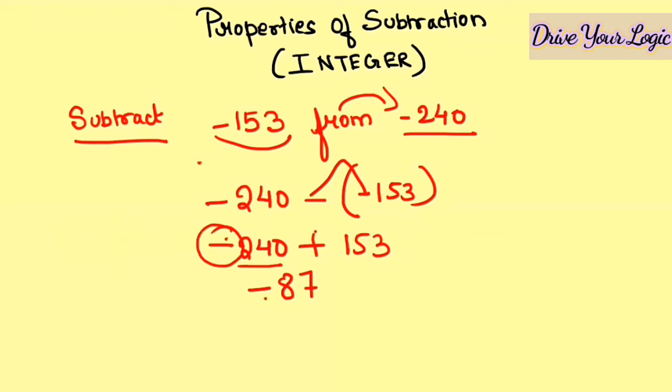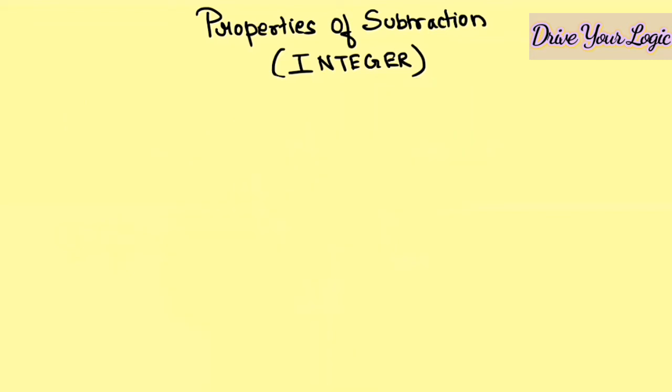So whenever you have to subtract any integer from another integer, you have to take the number it is being subtracted from first. Clear? Now let me show you one more sum on integers.